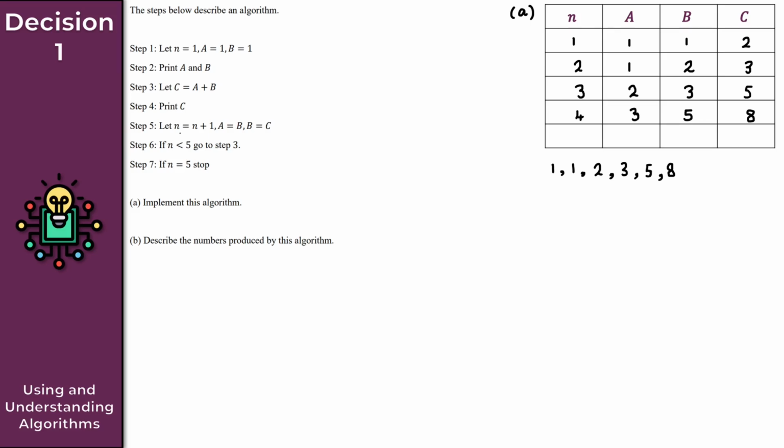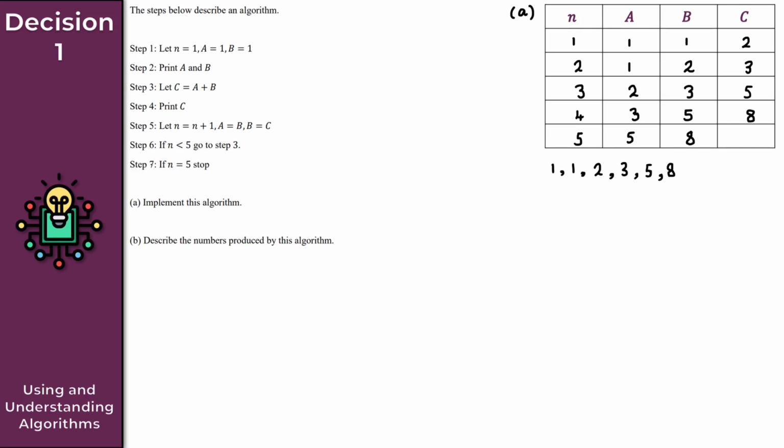Step 5, we let n be equal to n plus 1. So we increase the value of n here by 1. So that's 5. The new value of a is the old value of b. So that's 5 there. And then the new value of b here is the old value of c. So that's just 8.